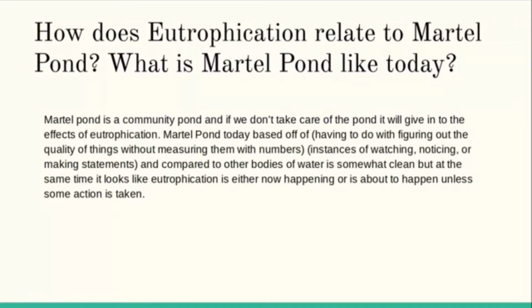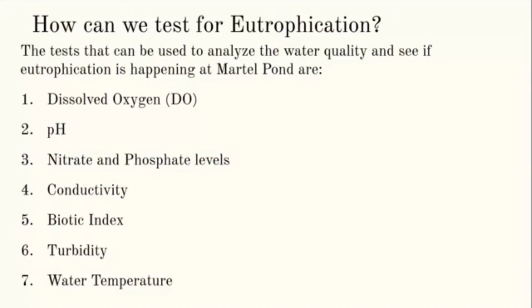How does eutrophication relate to Martel Pond, and what is Martel Pond like today? Martel Pond is a community pond, and if we don't take care of it, the pond will give in to the effects of eutrophication. Martel Pond today, compared to other bodies of water, is somewhat clean, but it looks like eutrophication is either happening now or is about to happen unless some action is taken. So this is why we did our investigation.